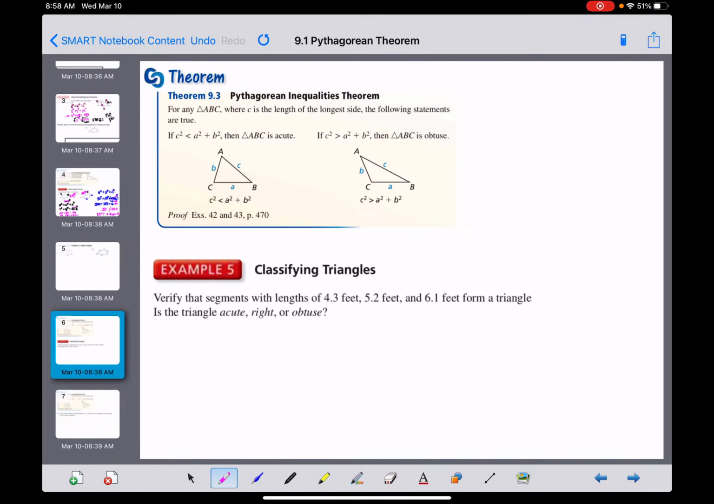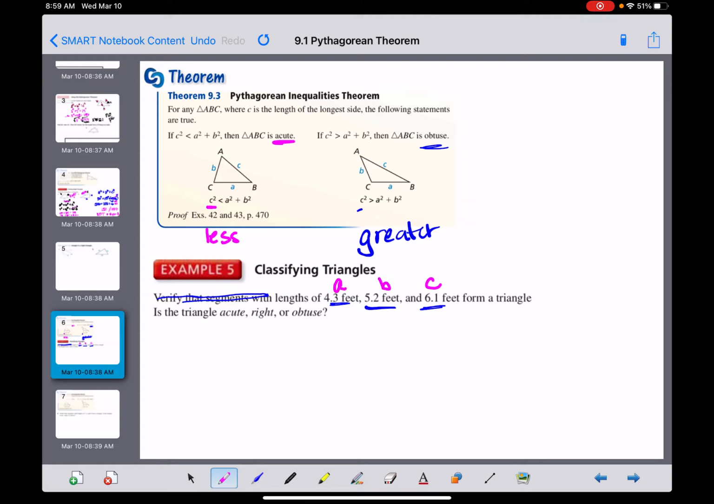Our last example is, well, if it's not a right triangle, we can then determine if it's acute or obtuse. So if it's an acute triangle, that means that the hypotenuse is going to be less than the legs. If it's an obtuse triangle, that means the hypotenuse is going to be greater than the legs. So I have lengths of 4.3, 5.2, and 6.1. It's important to establish the hypotenuse. The hypotenuse is the longest side. So 6.1 is going to be my C value.